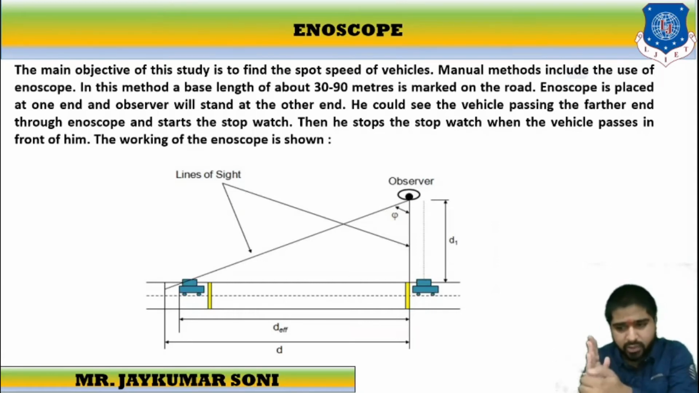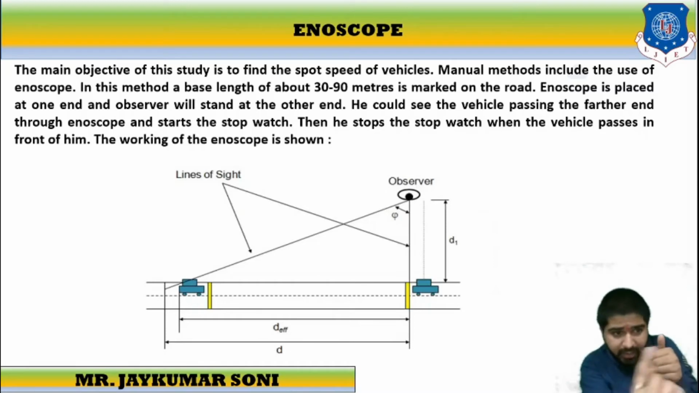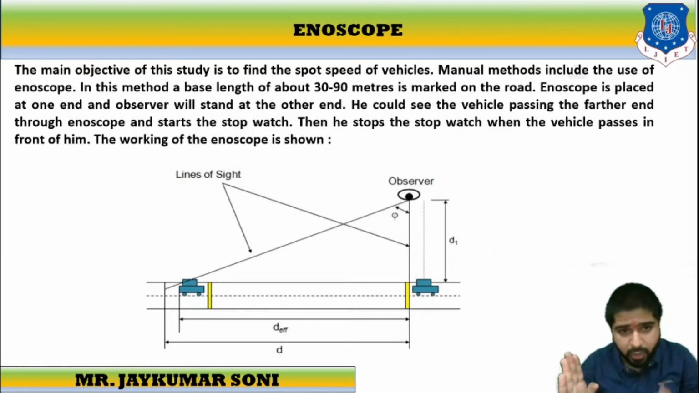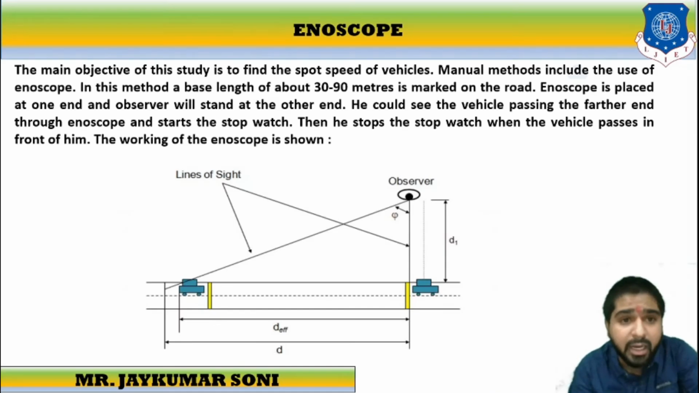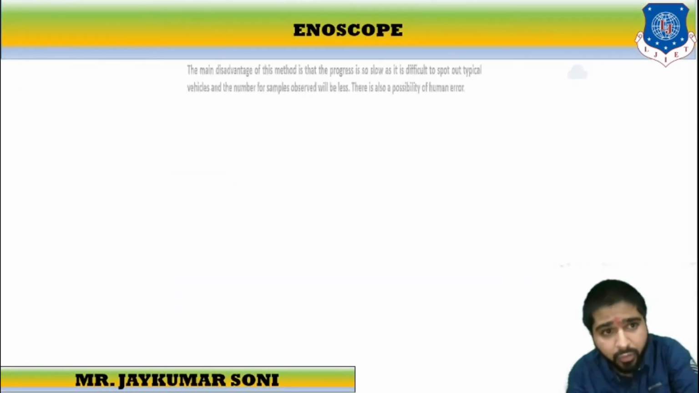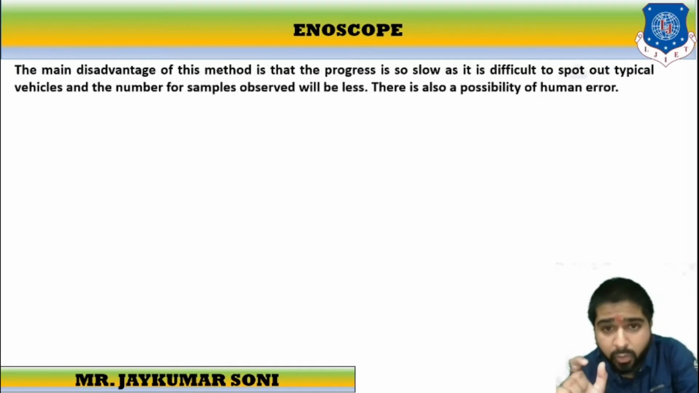I will start the stopwatch when the vehicle crosses the anoscope. Then I will stop the stopwatch when the vehicle travels from my point. Means I will have the time taken for the vehicle for traveling from this point to this point. I have distance, I have time, and then I will be able to calculate the spot speed. So this is the main motto of anoscope. This is how it works.